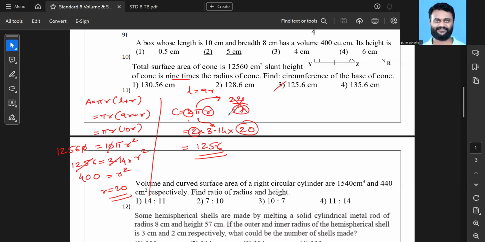So I'll just repeat the logic once again. Over here, why did I not use 22 upon 7? Because none of the neighboring numbers are divisible by 7, and hence I used 3.14 instead of 22 upon 7. So whenever you find any multiplication numbers divisible by 7, or whenever you see a possibility of getting things cancelled, then only use 22 upon 7. Okay?